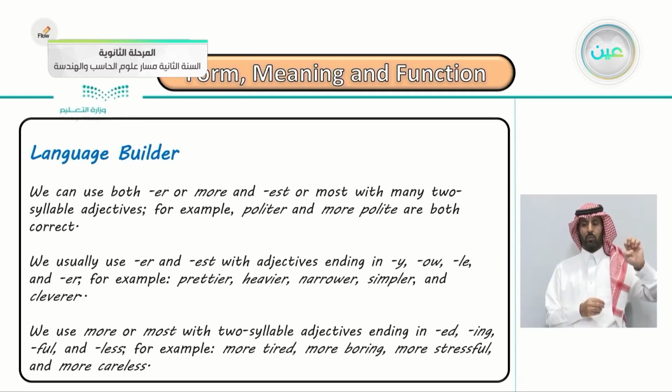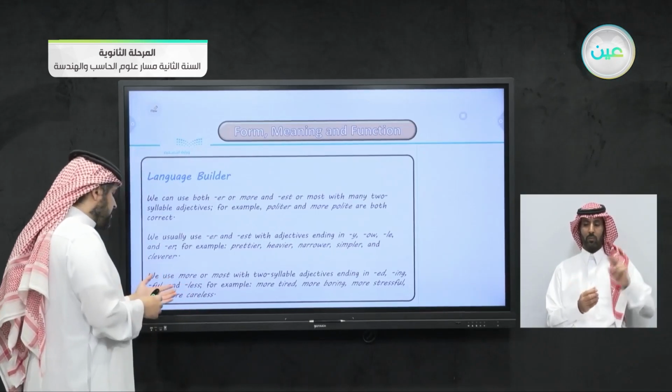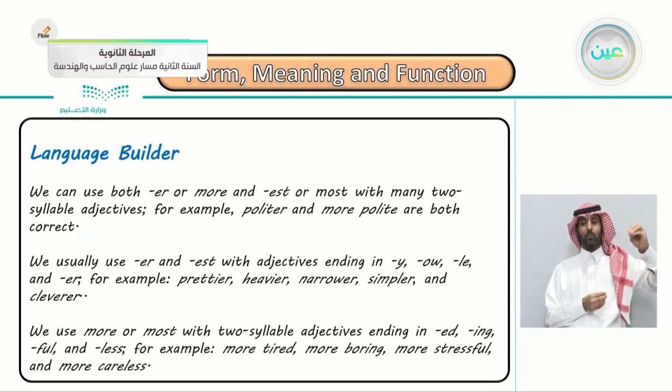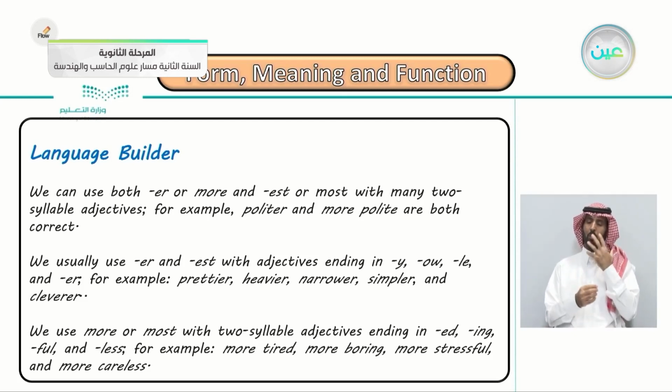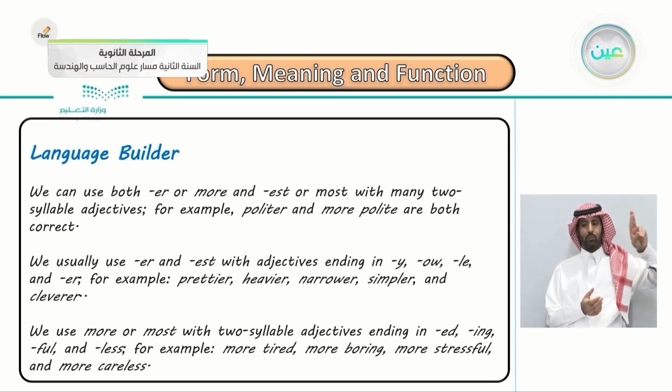We usually use er and est with adjectives ending in y, ow, le, and er. For example, the adjective pretty, prettier, heavier, narrower, simpler, and cleverer. The third part, we use more or most with 2-syllable adjectives ending in ed, ing, ful, and less. For example, more tired, ending with ed. More boring, more stressful, and more careless. So any 2-syllable adjectives ending in ed, ing, ful, and less, we use more or most.